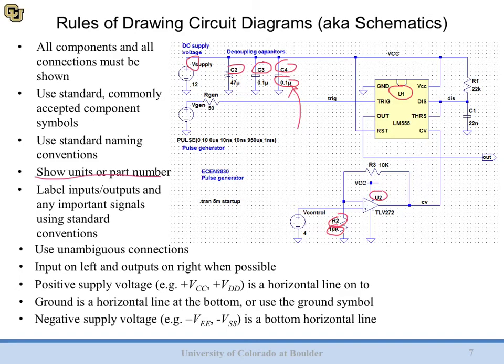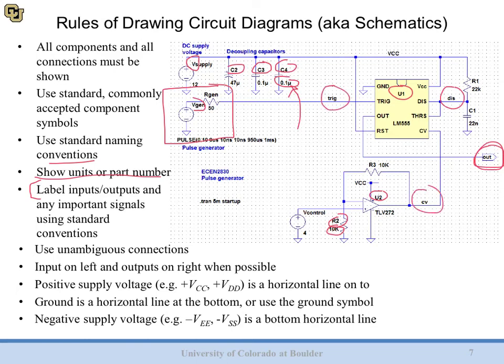We showed parts and unit numbers, standard naming conventions, inputs and outputs labeled. You'll see we have our input is actually this voltage source over here, and we've nicely labeled that. Our output's labeled with this symbol. That's pretty nice. In addition, we've labeled some important signals inside of our circuit.